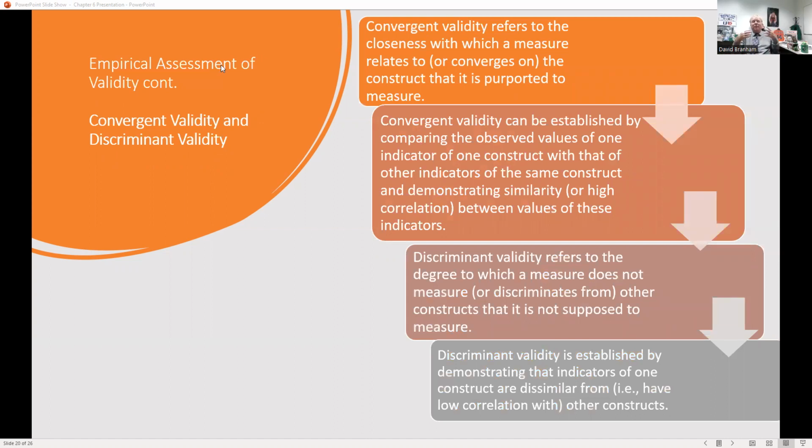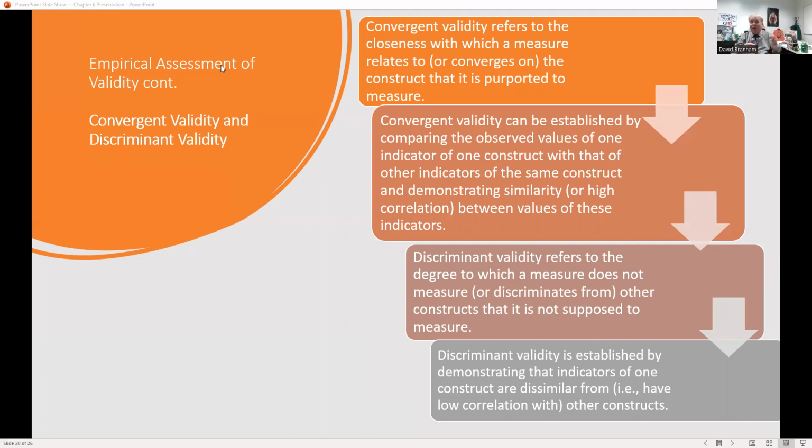We're continuing with empirical assessment of validity. The first 2 types on our list were convergent validity and discriminant validity. Now, these 2 are directly related to each other, so we're going to cover them at the same time, just as your book does. Convergent validity refers to the closeness with which a measure relates to or converges on the construct that it's purported to measure.